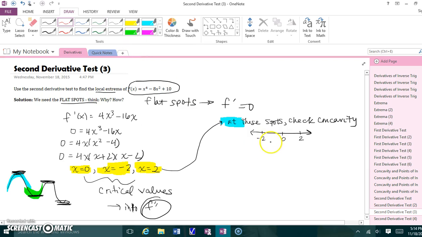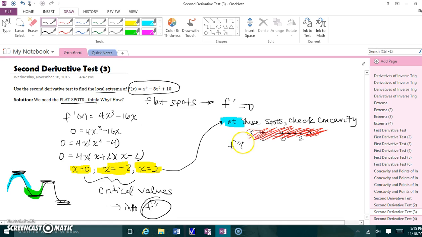You're very used to plotting your critical points, doing the intervals, and picking a test value in between. We're not doing that anymore. We're checking right at these spots. No intervals needed. So this test is actually a little bit quicker than some of your other tests that you know. In order to check concavity, we're going to plug them into the second derivative.